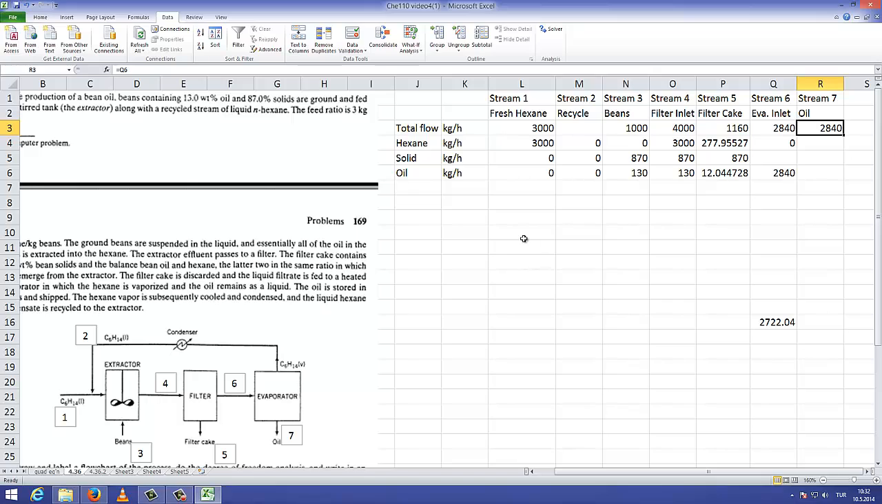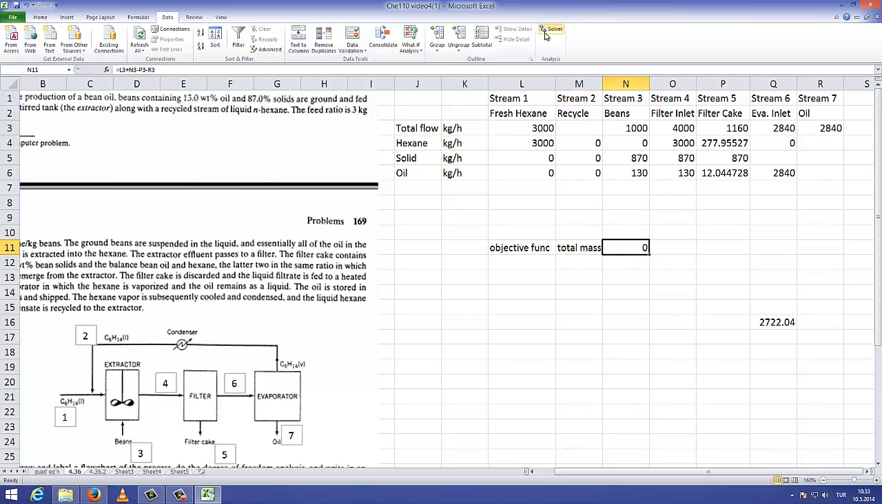Now, we have talked about the objective function before. You need the objective function. Our objective function will be total mass balance equal to 0. What's our total mass balance? We have fresh hexane coming in. We have beans coming in. We have filtered cake and oil removed out. Of course this made 0, but it doesn't have recycle in it.